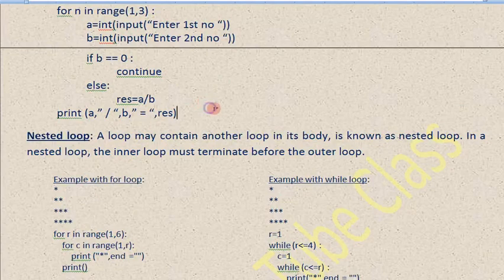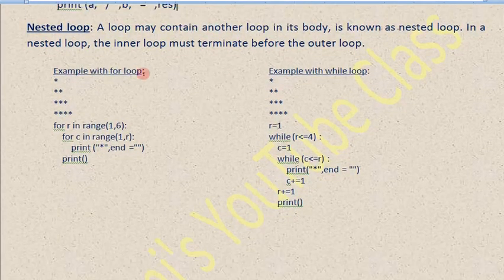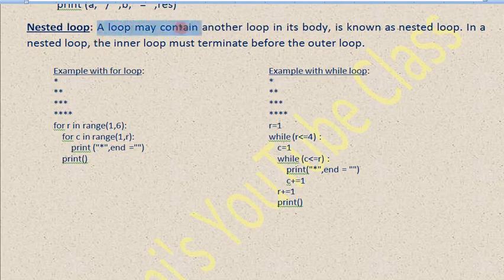Now the next thing we can study is nested loop. The definition of nested loop is not related to continue and break, but we are still learning it because it belongs to loops. As we know, repeating a specific task a specific number of times is known as a loop. So the definition for nested loop is given as follows. A loop may contain another loop in its body. A loop can have one more loop inside its body. So that is what a nested loop is.